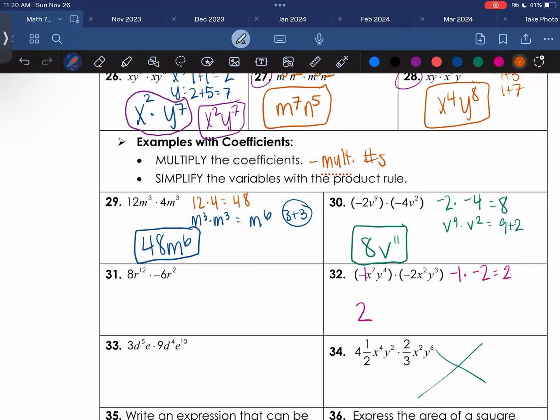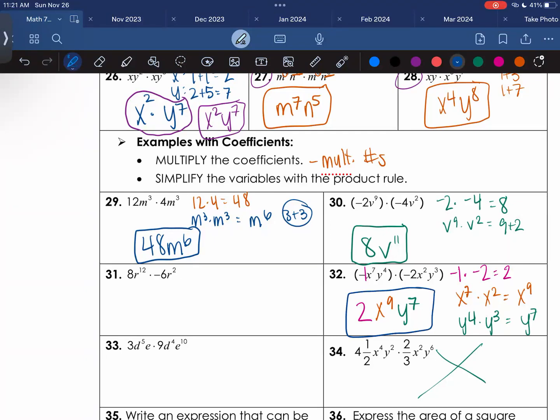Now we can do x to the 7th times x squared. Remember, you're just looking at the coefficients that have the same base. So x's go together and y's go together. So x to the power of 7 times x squared equals x to the power of 9, because 7 plus 2. And then we have y to the power of 4, y to the power of 3, so it's going to give us y to the power of 7. All you have to do is everything separately, and you'll get your answer.